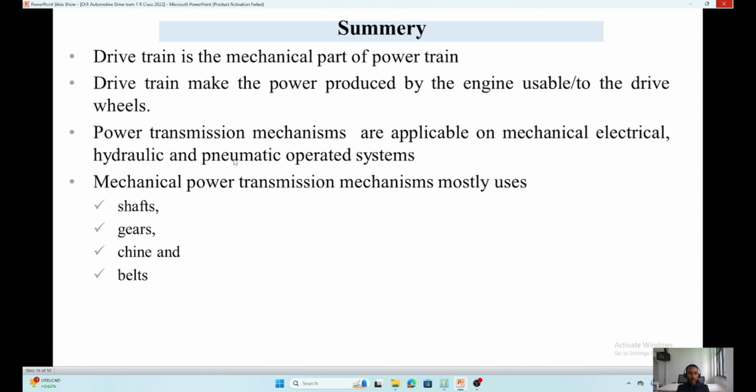All have a source, all have some controlling device, all have some protective device, and all have some paths from different perspectives. And also they have a source as a whole, and this source is usable at the end by means of actuators or by means of load in different parts. Mechanical power transmission mostly uses shafts, gear, chain, and belt methods to transmit power. So these are our today's focus.